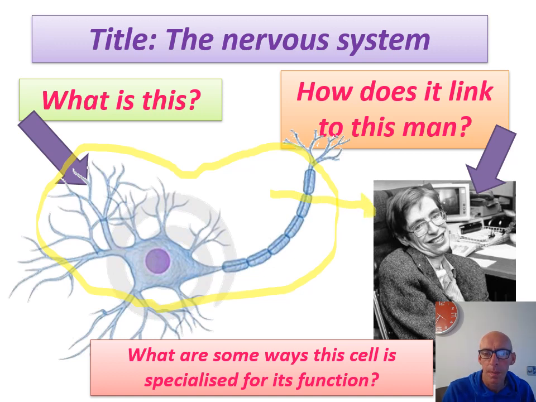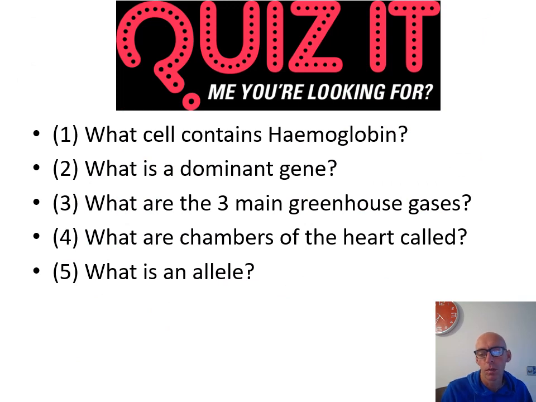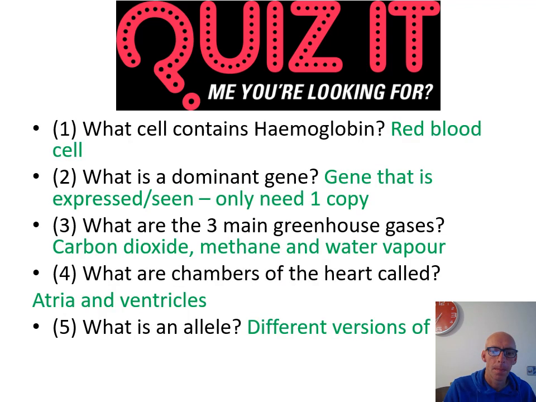So, to start with, just some quick recall questions. Some from B1, some from B2, earlier topics, like ecology with the greenhouse gases. Just pause and see if you can remember those, and then go on to the mark scheme. And obviously pause again. The bottom one says different versions of a gene, such as brown eyes, blue eyes, etc.